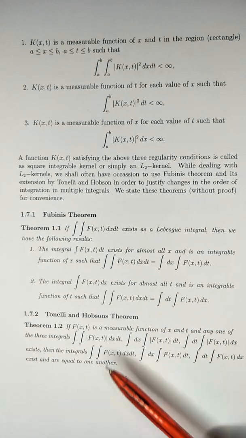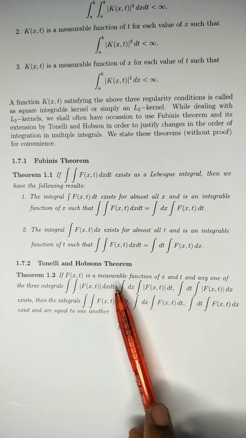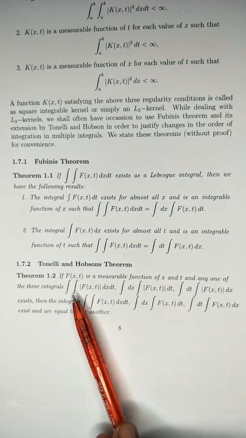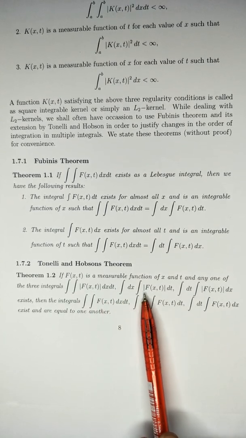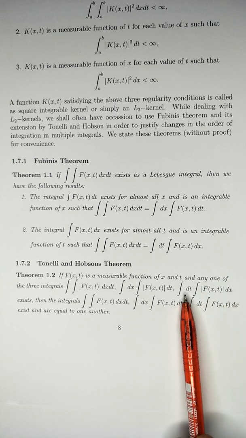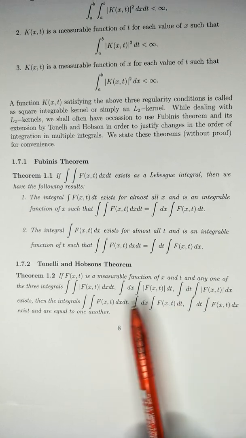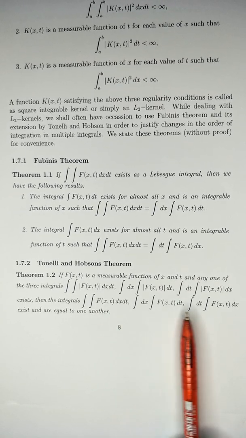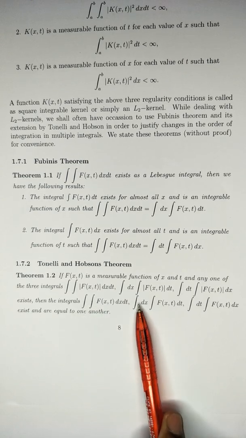And for the Tonelli and Hobson theorem, if f(x,t) is a measurable function of x and t, and any one of the three integrals exists, the double integral of the absolute value of f with respect to x and t, or integrating with respect to t then x, or with respect to x then t, then the integrals exist and are equal to one another. Which means this is equal to that, and this is equal to that.